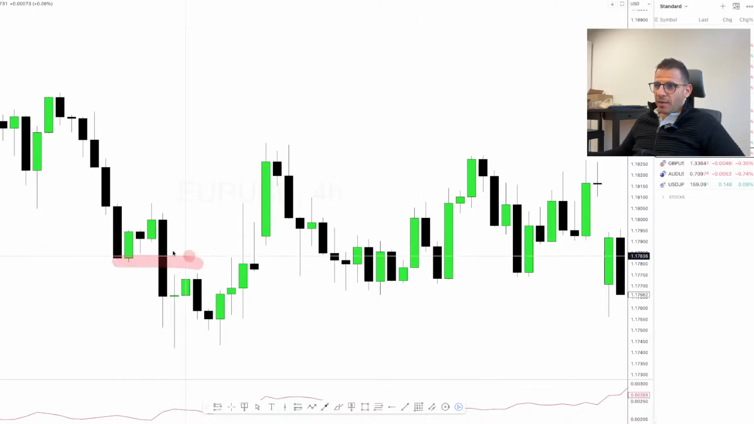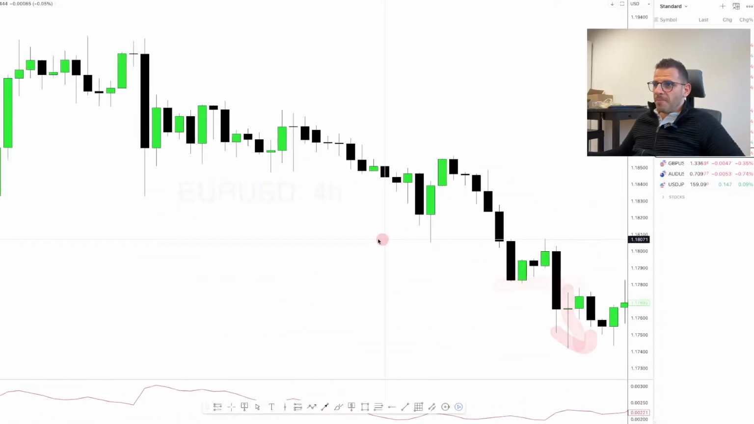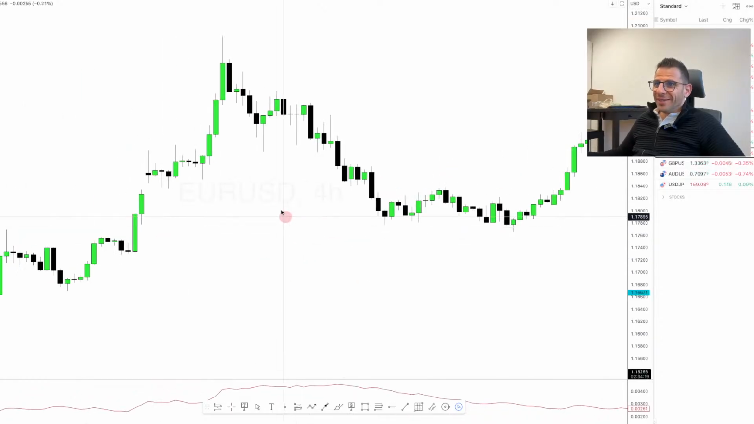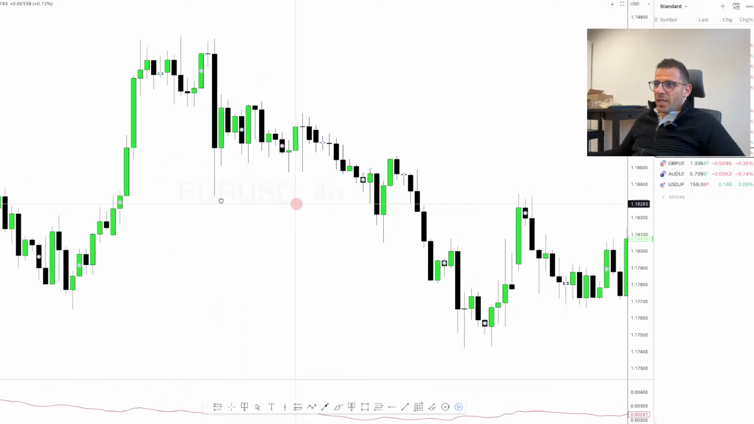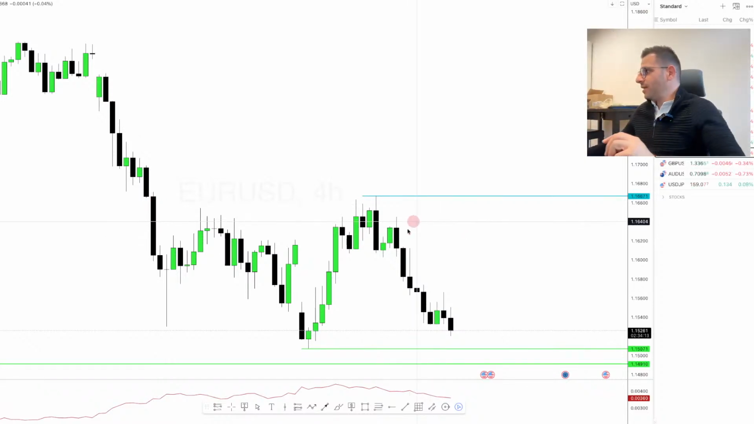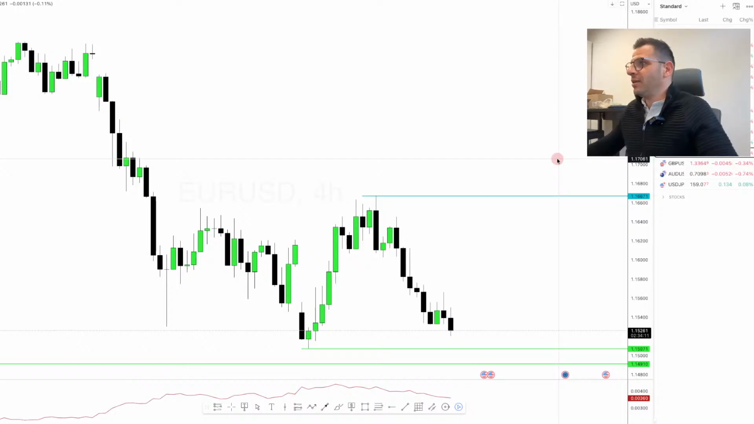Or this one here, inside, the break of the mother candlestick, boom, the price went down. These things are gold in trading. It doesn't happen often, but when it does, it's a no-brainer.